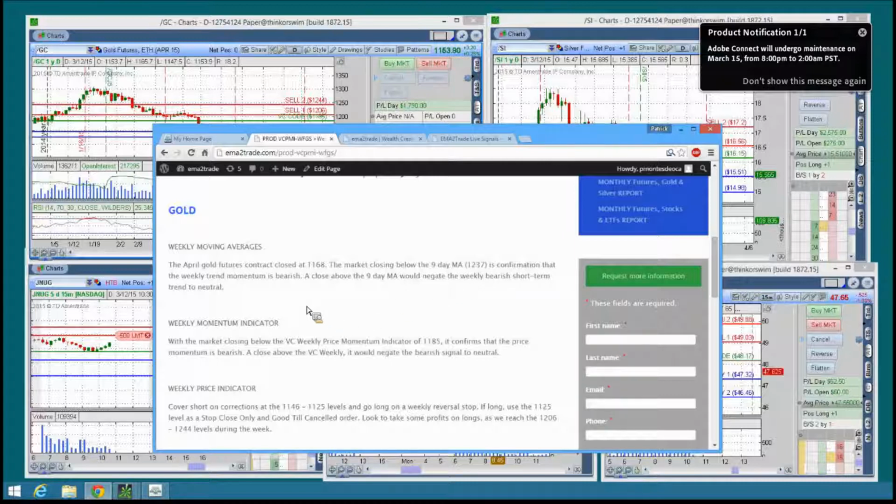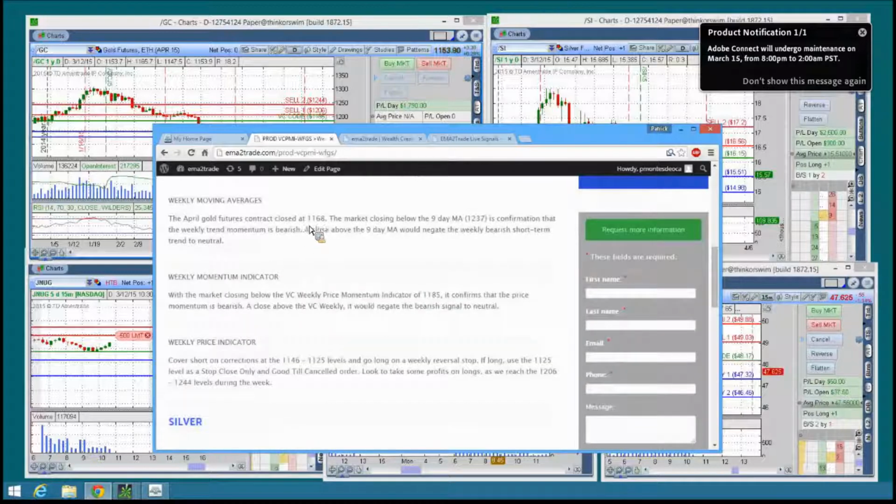The weekly momentum indicator tells you that because the price of 1168 closed below 1185, which is the pivot point for the week or the metrics for the week, it confirms the price momentum is a little bit bearish still.